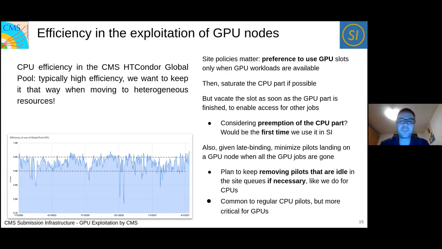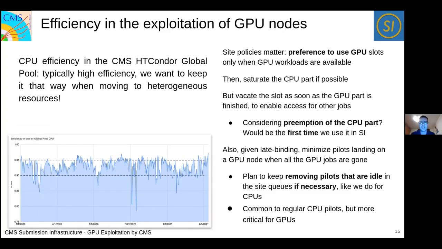But of course, when the GPU jobs running on that slot are done, we want to be able to run more GPU jobs, and we want to be able to vacate the CPU jobs running on that slot if necessary, if this is required to match a new GPU job. And for that reason, we are considering preemption for the CPU part, which would be a first time for the submission infrastructure, but it's something that we need to be considering in order to maximize the efficiency.